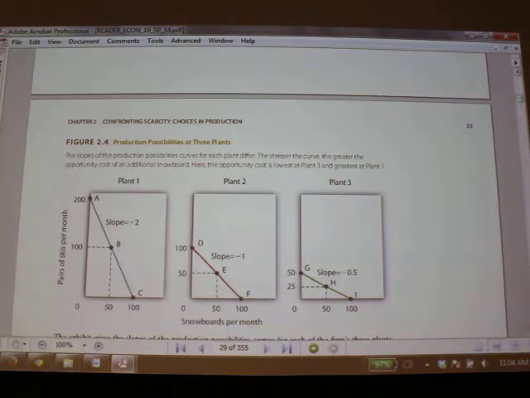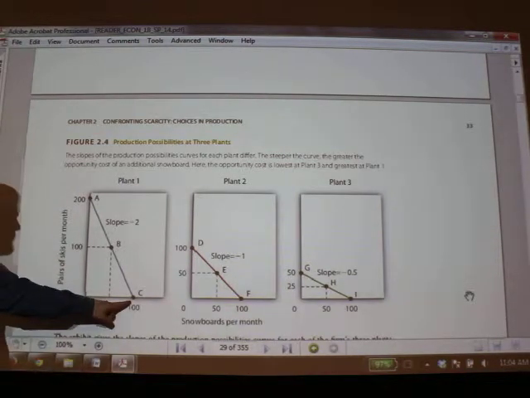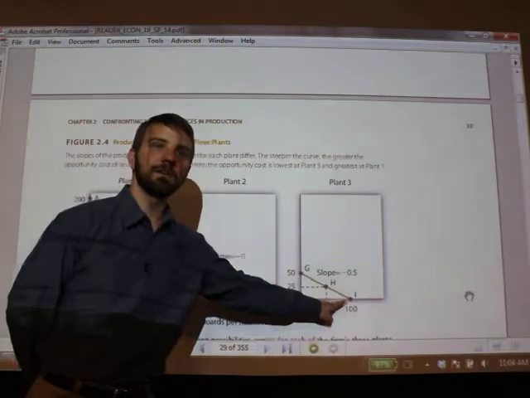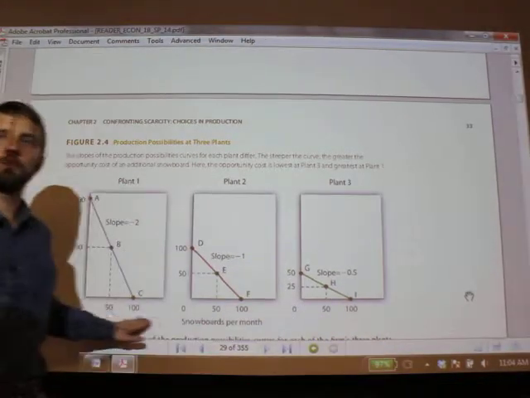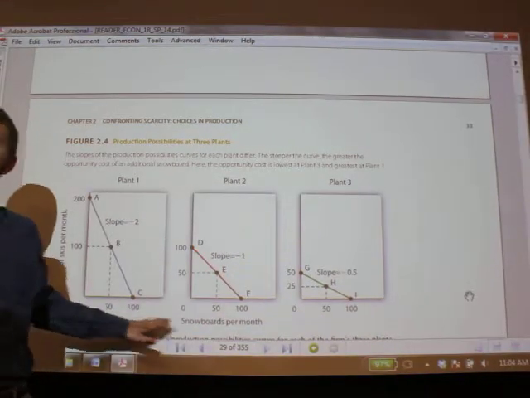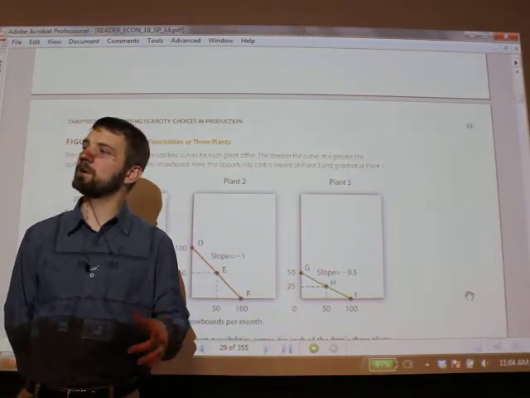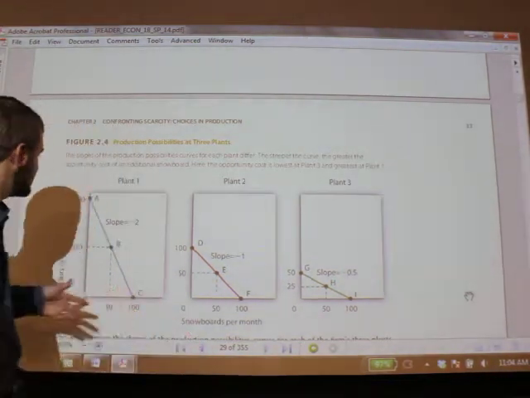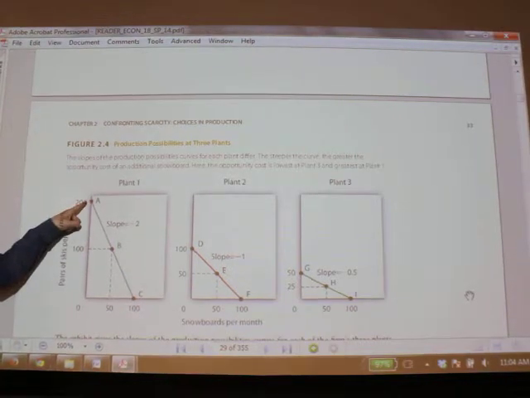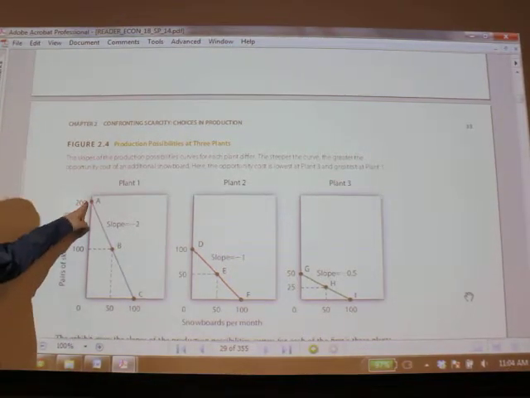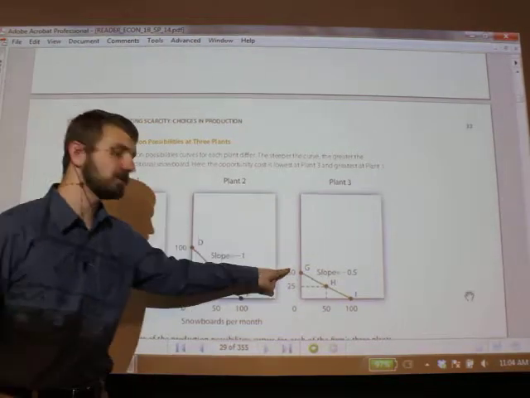Okay, so this story is about an entrepreneur who has 3 factories, in fact. And we see that all of these factories can produce 100 snowboards if they allocate all of their resources to snowboards. So they're identical with their ability to produce snowboards, but they differ with their ability to produce skis. This factory can produce a lot of skis, 200 if they use all their resources for skis. This one only 100, and finally this one 50.